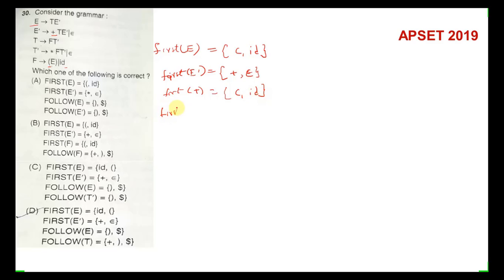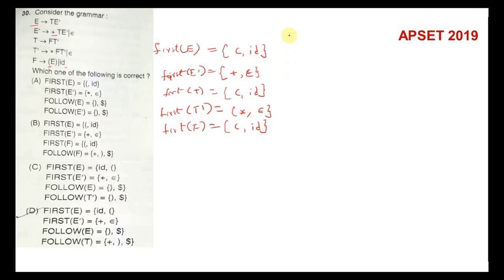Next, what is the first of T dash here? The first of T dash is the star symbol and epsilon. Next, first of F. The first of F is opening bracket comma ID.